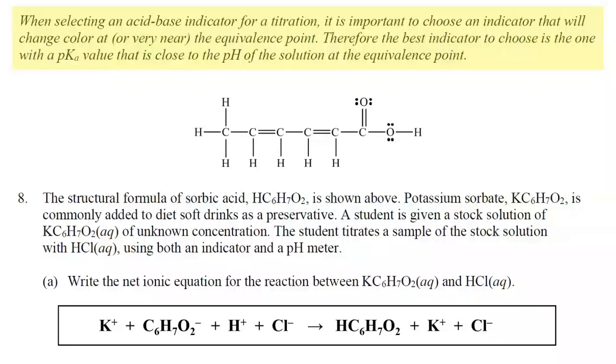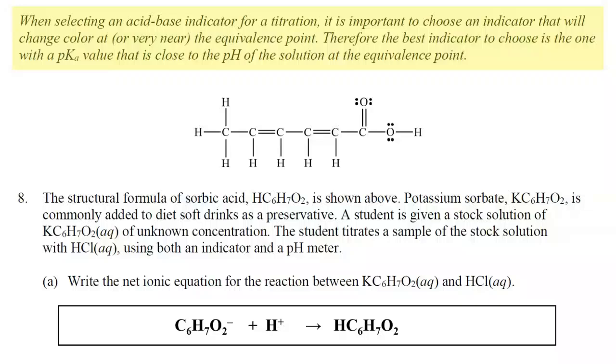Now that we've finished analyzing the properties of each substance, the reactants and the products, we can cross off any spectator ions that appear on both sides of the equation. So we can cross off the potassium ion on both the left and the right, and we can cross off the chloride ion on both the left and the right. Now what remains is the net ionic equation. So in this reaction between a weak base and a strong acid, the sorbate ion, which is a weak base, reacted with H plus from the strong acid to produce the weak acid, sorbic acid.